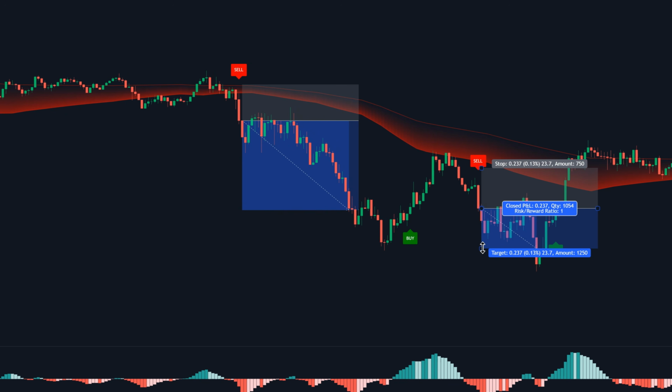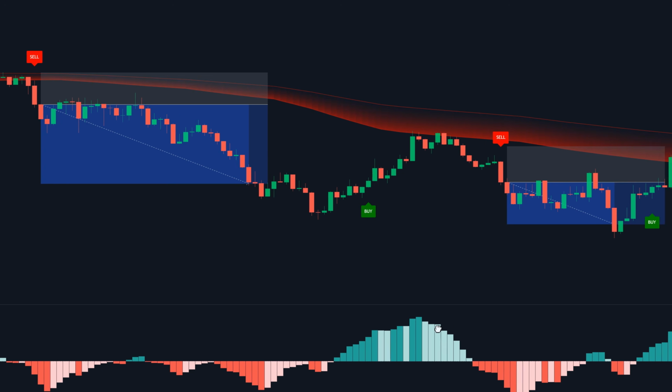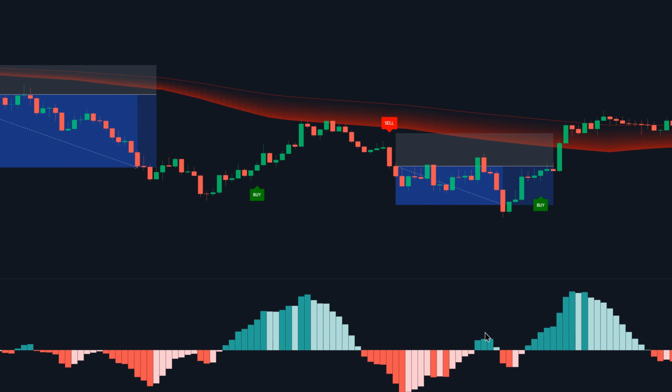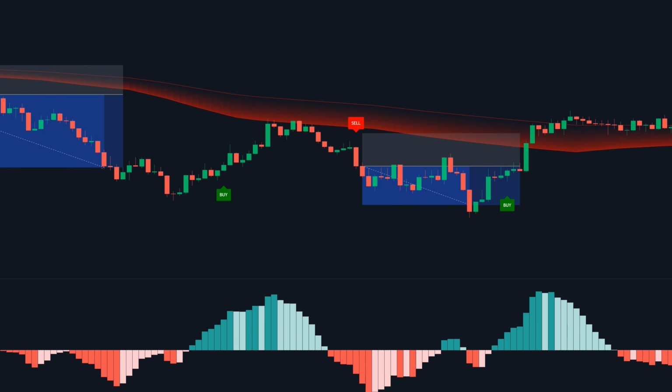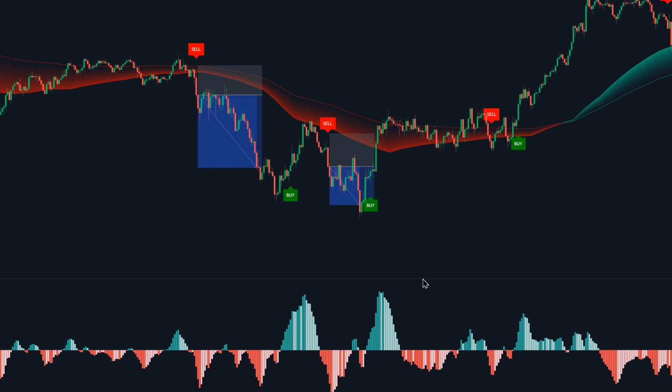Then finally, the MACD indicator is a momentum indicator. We're going to be using it to ensure that there is enough bullish or bearish momentum in the market to take long and short positions. Now, speaking of taking positions, how can we take long and short positions using these 3 indicators combined? Well, I'm going to show you.